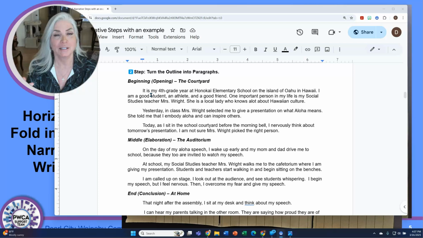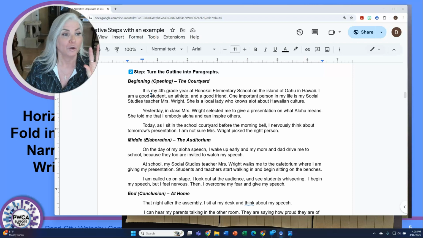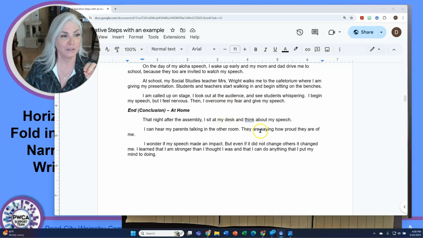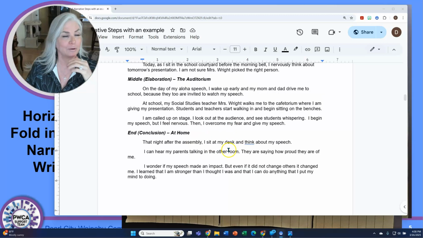So the prompt is asking you, you are a 4th grade student who is going to give a presentation in front of the whole student body on Aloha, and you've been selected and you're nervous about that. So you're going to first think about it in this courtyard. You are going to do it in the auditorium, this speech, give the speech in the auditorium, then you're going to be at home thinking about it.